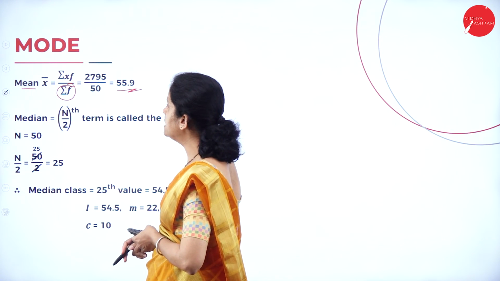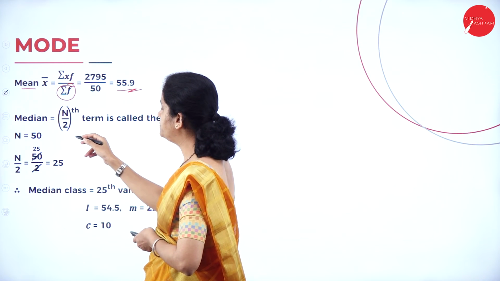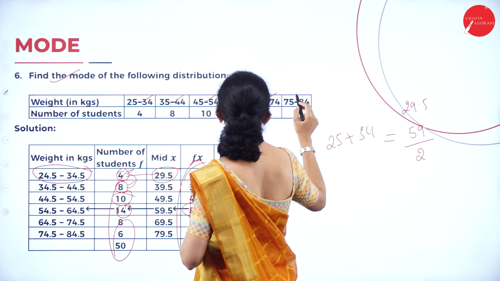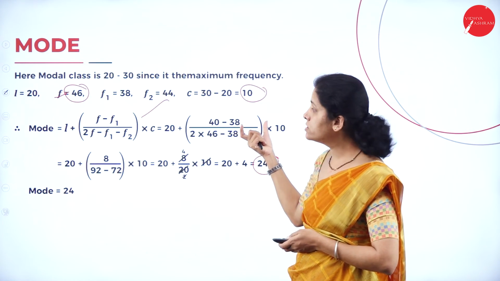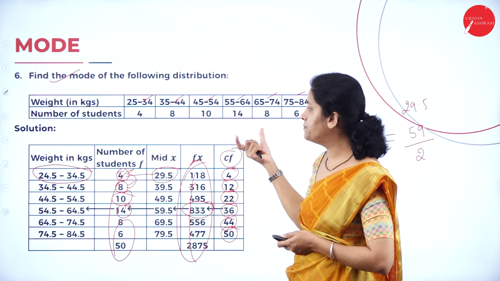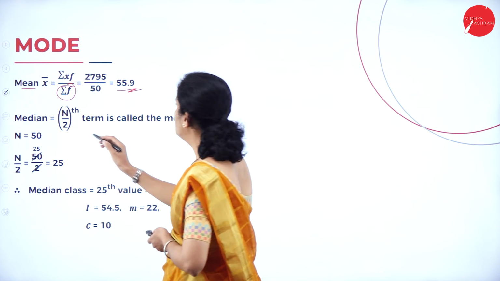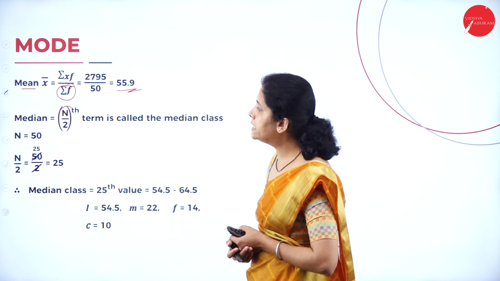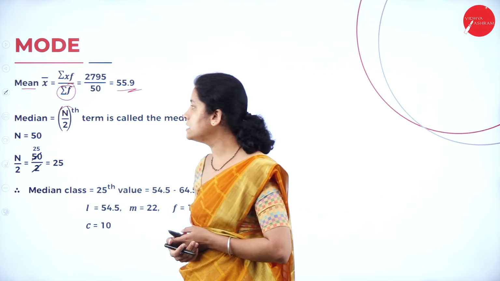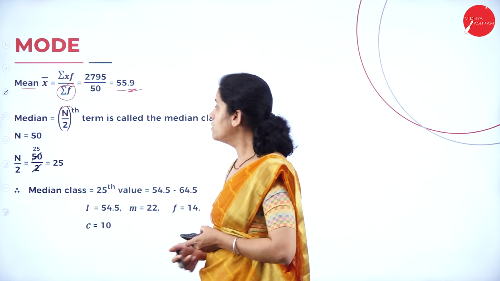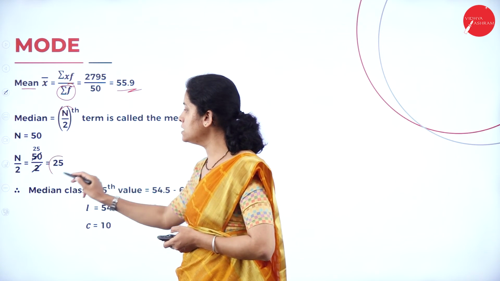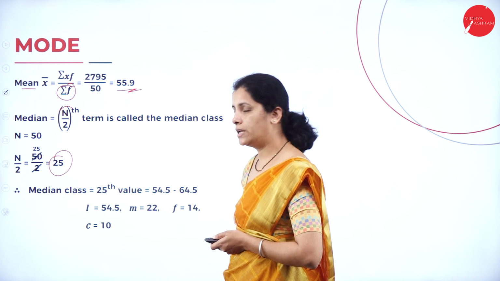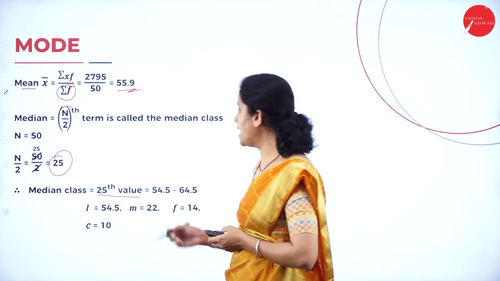So here median is n by 2. See here, I have 1, 2, 3, 4, 5, 6. How many observations do I have? I have 6. Okay, so here the n by 2 term is called the median class. So here n is nothing but 50. Okay, 50 by 2 it is 25. So here the median class is the 25th value.